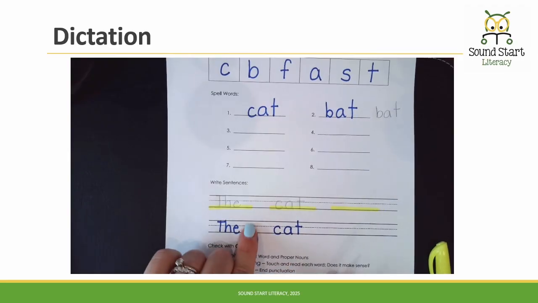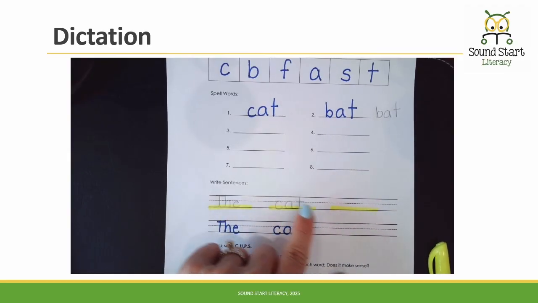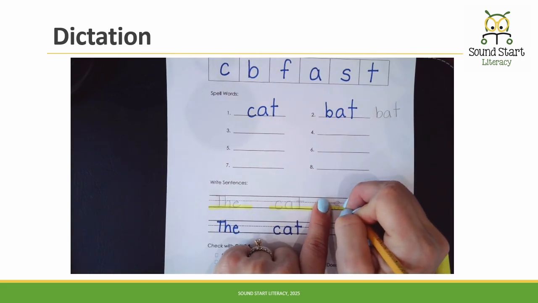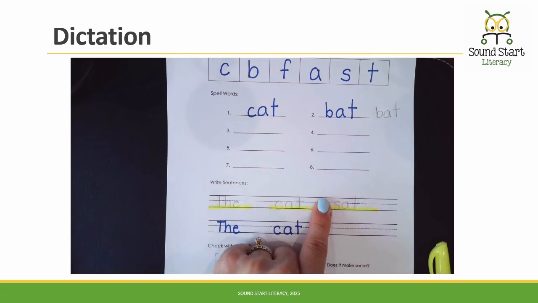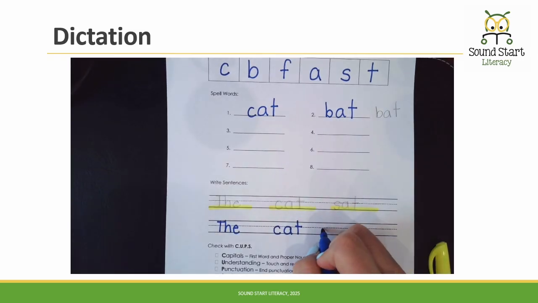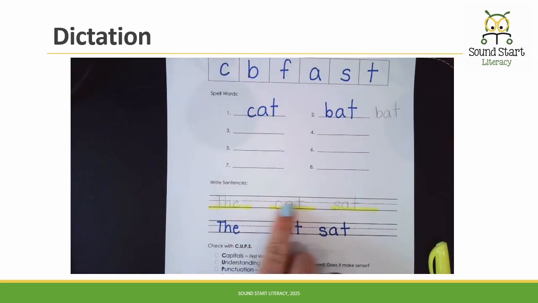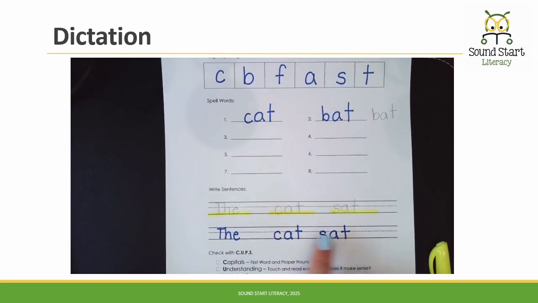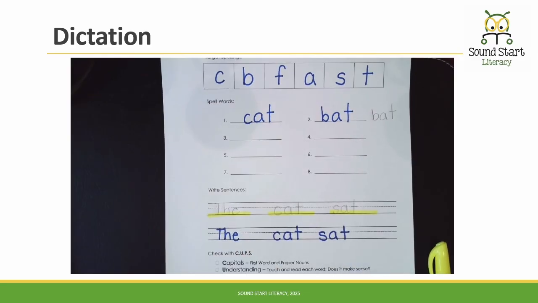Good job. All right, let's see. What's our next one? The cat sat. Good. Let's put in our finger space. The cat sat. Good. Now you write sat. I think my spaces are a little bit too far, but anyway, you get the idea. We want to show the student the finger spacing. We want to show capitals, and we just want to model it.